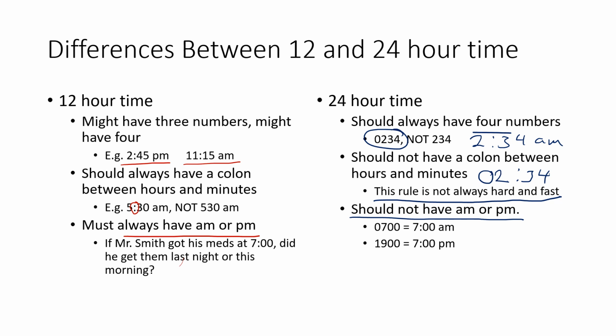If we're writing out Mr. Smith's time for his medication, and Mr. Smith got his meds at 7 a.m., we would write 0700. And because 07 is less than 13, we know that Mr. Smith got his meds at 7 a.m. If Mr. Smith got his meds at 7 p.m., we would write 1900. And because 19 is greater than 13, we know that Mr. Smith got his meds at p.m.